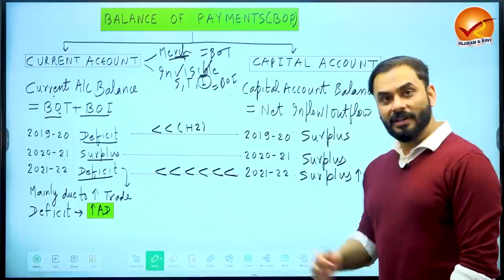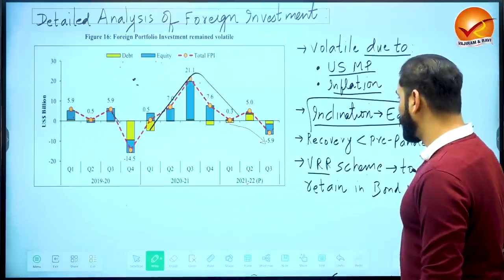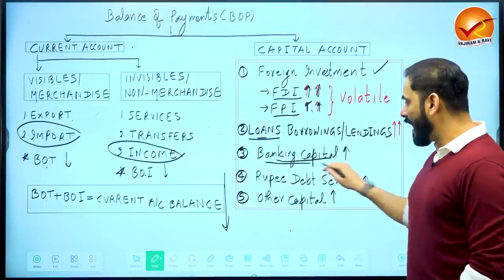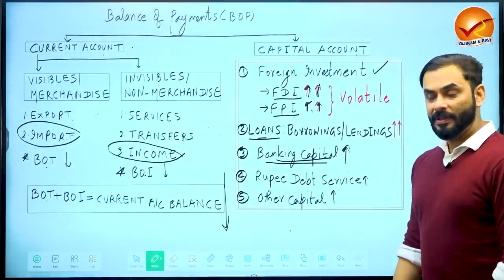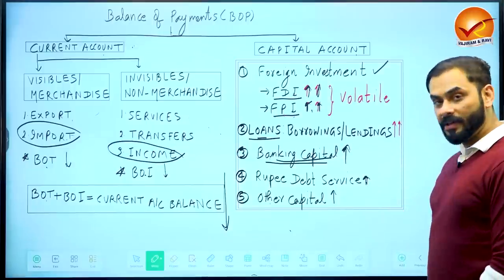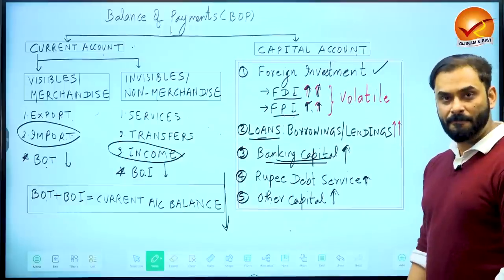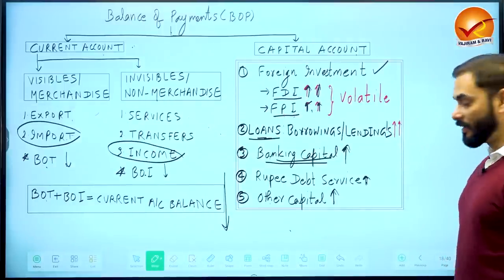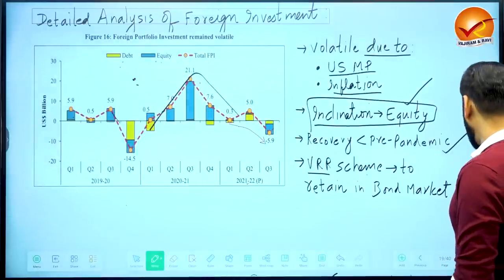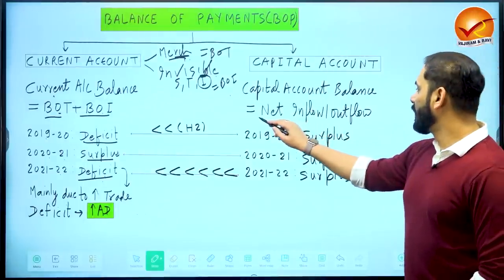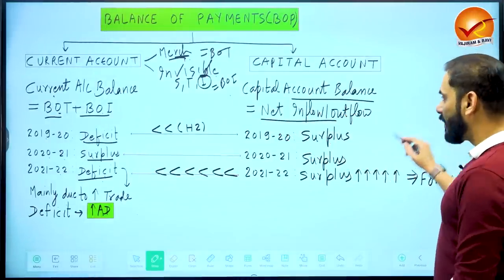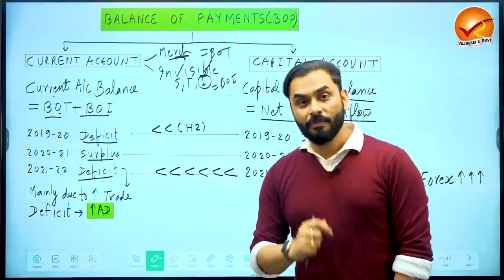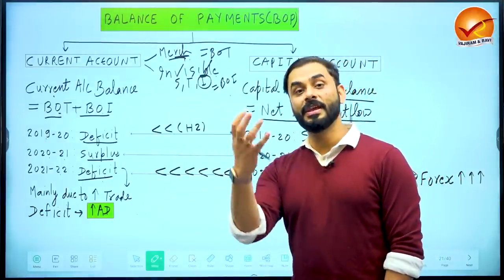Now, I just taught you capital account. In capital account, what did we see? See, this was our capital account. Foreign investment, FDI, FPI, loans, rupee, etc. So see, banking capital increased. Right, rupee debt service increased, other capital increased. Now, our borrowings, loans also increased, everything increased. So what has happened in our capital account? You see, capital account balance means net inflow or outflow, which means in the capital account, we would mention that things are positive if we get more dollars.